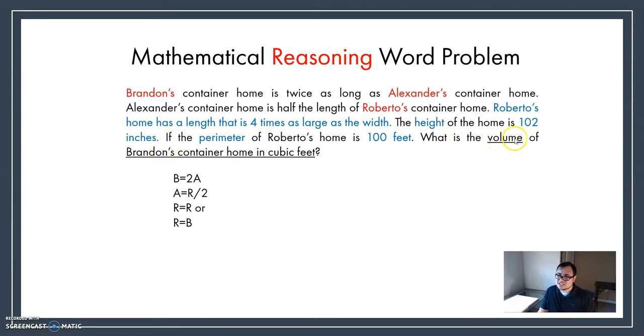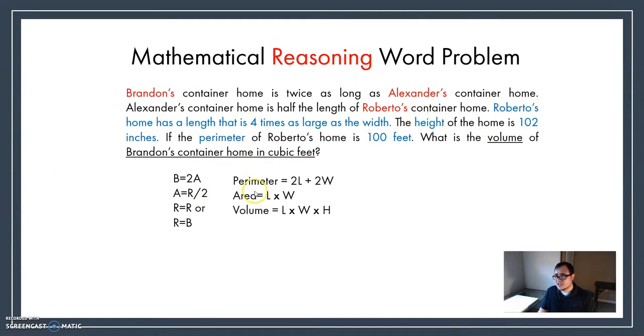That question is asking for Brandon's container home, but all the work is for Roberto. But it won't matter, because when we solve for Roberto, we're actually going to find Brandon because of this right here. Let's look at the next thing. The next thing is to understand what they're giving us.